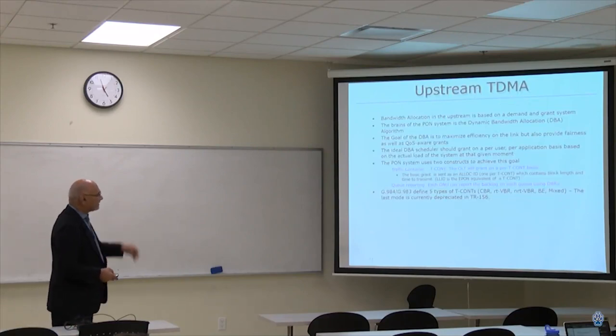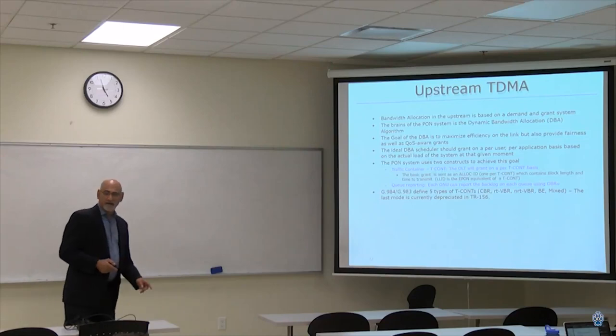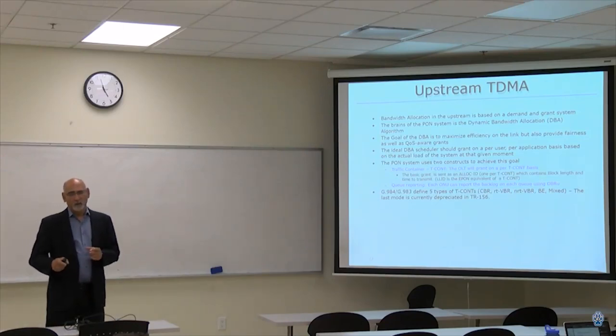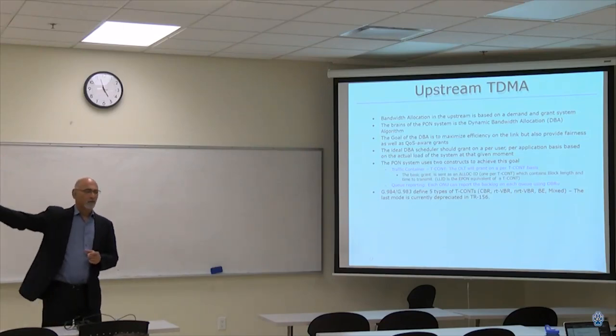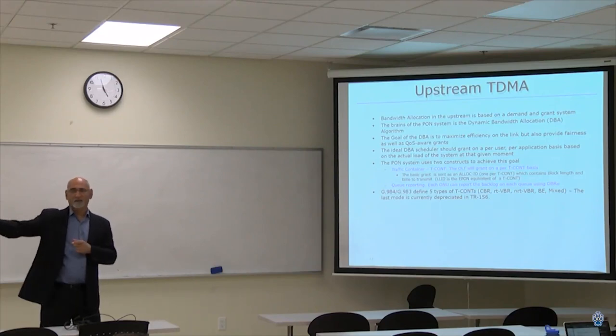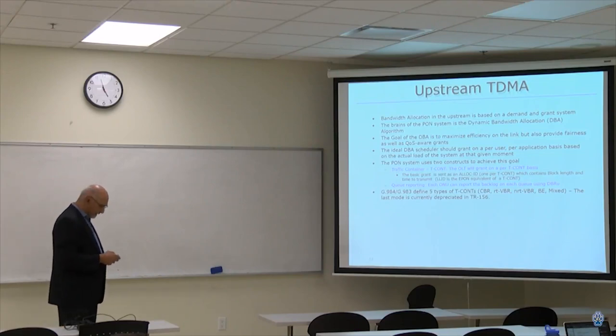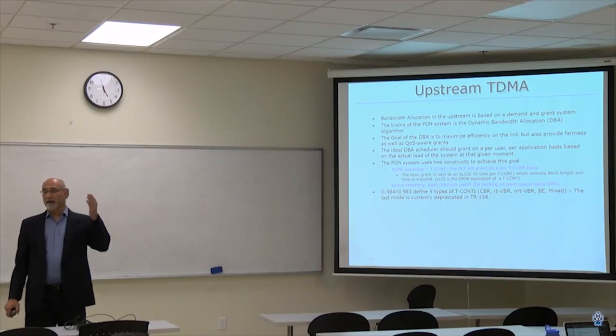So again, upstream is TDMA. The goal is to maximize the efficiency on the link, but also provide fairness. That's very important. So you don't want an ONU that's too far away from another ONU to be disadvantaged because of its location. So you've got to balance all of that. And ideally, the ideal DBA would actually do it on a per application basis.